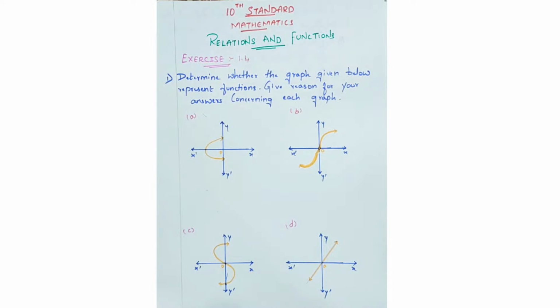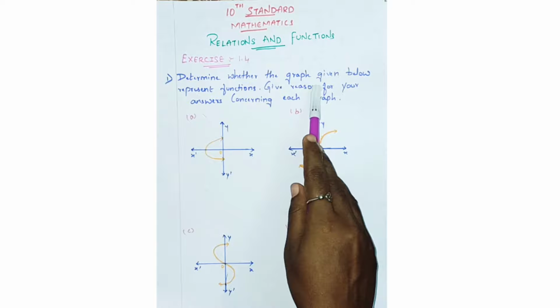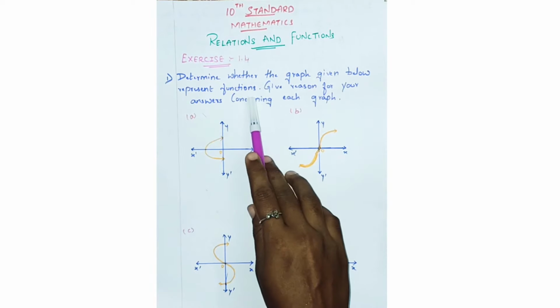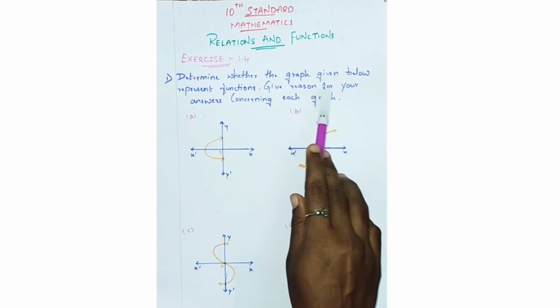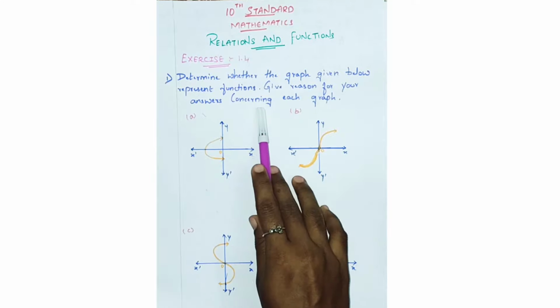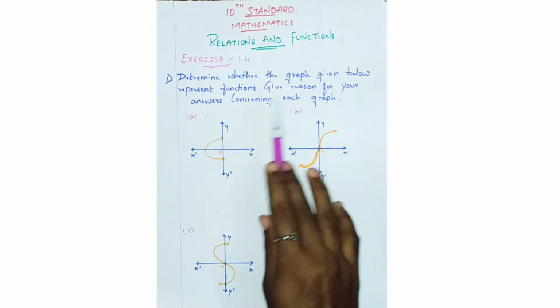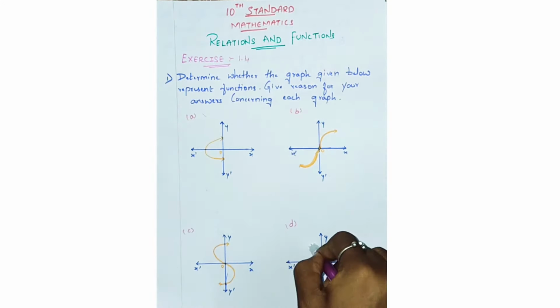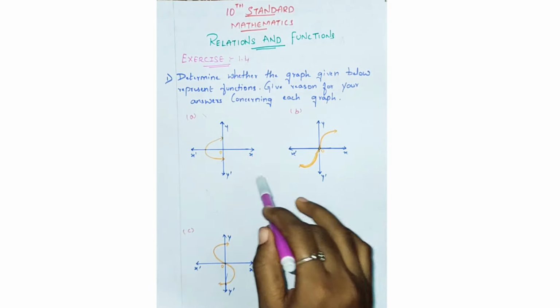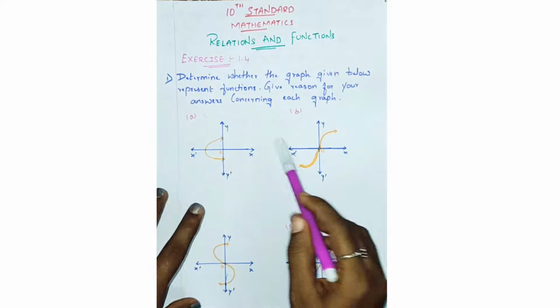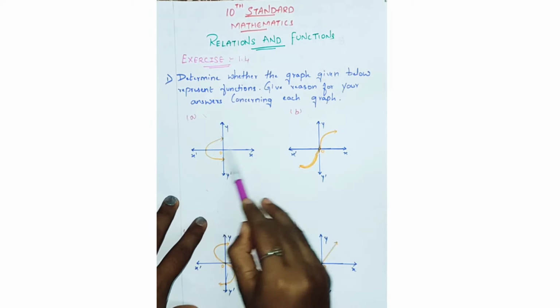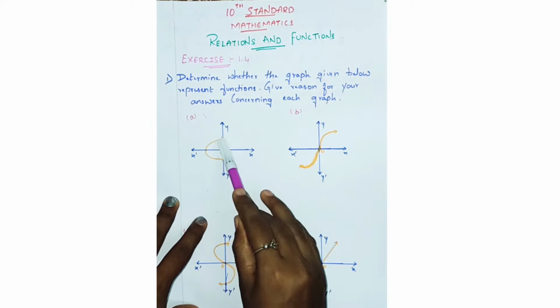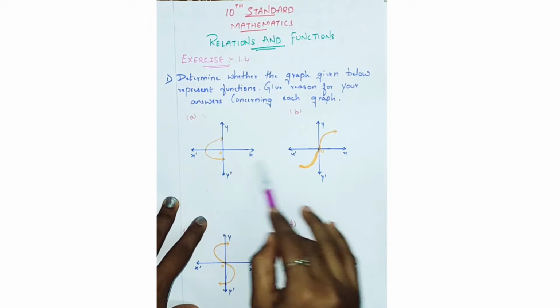Today we are going to see exercise 1.4. Determine whether the graph given below represents a function. Give reasons for your answer concerning each graph. Okay, so these are the 4 graphs they have given. So you have to say whether this is a function or not. Okay, so this is the x-axis and this is the y-axis, and these are the curves given in the graphs.